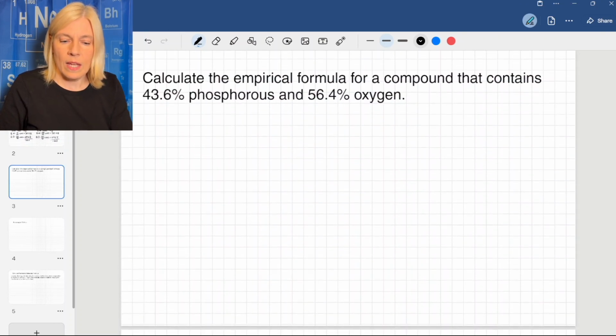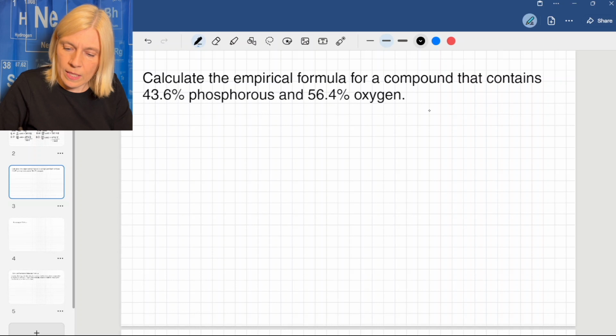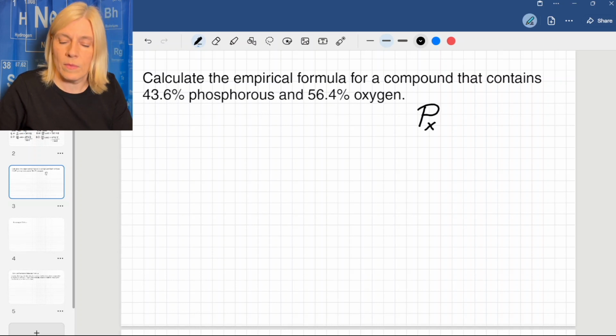Here is, calculate the empirical formula for a compound that contains 43.6% phosphorus and 56.4% oxygen. This is percent composition by mass. Well, what do we want to get? We want to find the formula. So we want to have P, we will have some atoms, and O. We have P subscript x and O subscript y. We need to find x and y.